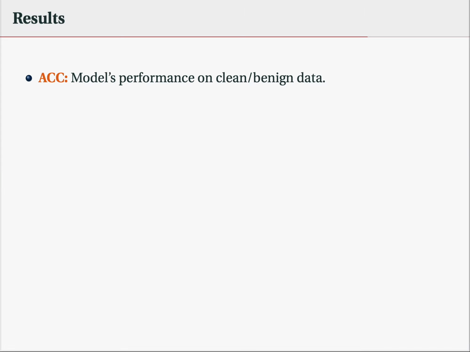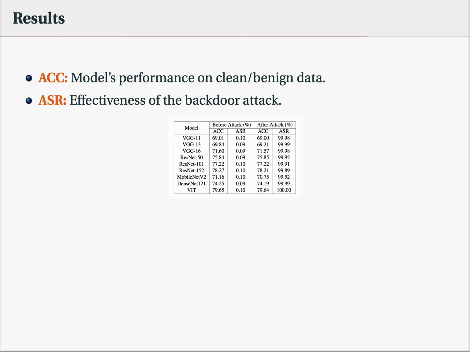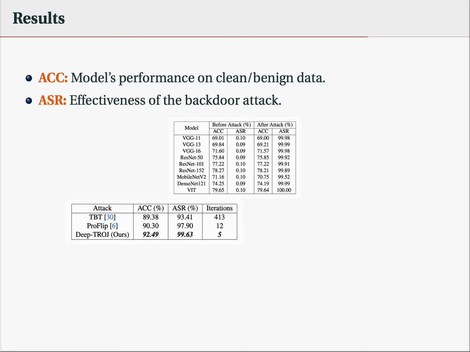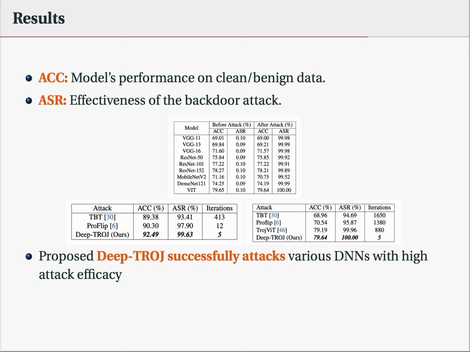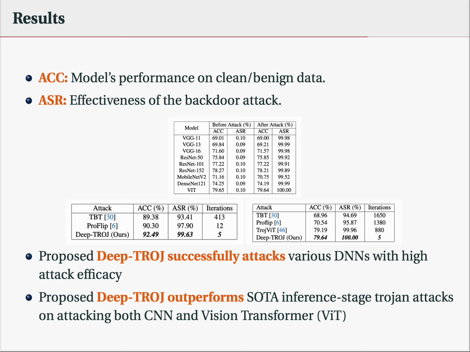Now we will discuss the results. We utilize the clean accuracy to assess the model's performance on clean or benign data, and we use attack success rate to evaluate the effectiveness of the Trojan attack. On the ImageNet dataset, we find that various DNN models are highly vulnerable to the Deep-TROJ attack, and Deep-TROJ achieves high attack efficacy on these models. So the proposed Deep-TROJ successfully attacks various DNNs with high attack efficacy, and outperforms SOTA inference stage Trojan attacks on attacking both CNN and Vision transformer.